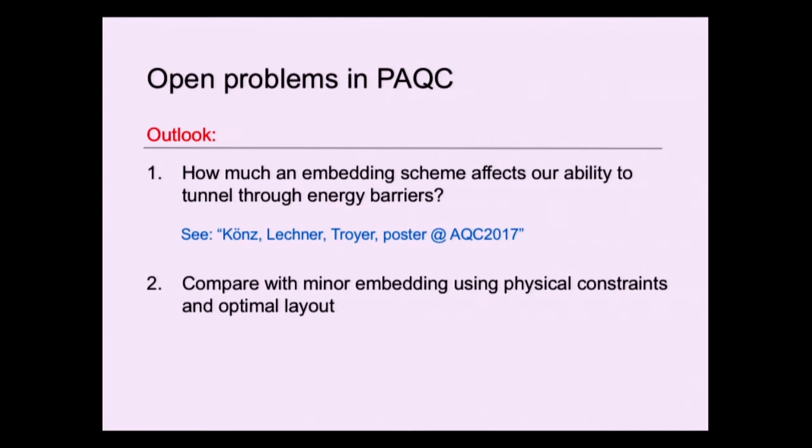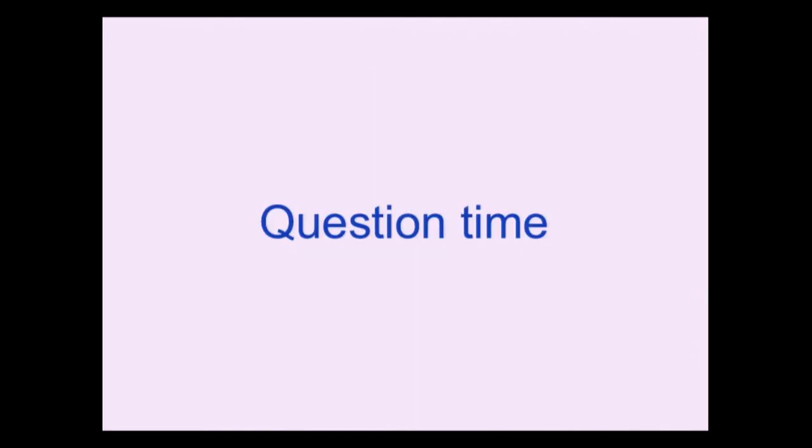And second, it might be interesting to compare this pHUC scheme with minor embedding by using interactions for the parity constraints that are more physical, and maybe using optimal layouts. Maybe the original layout where the first stabilizer is not optimal. Maybe the triangular stabilizer might work better. So thank you very much, and question time.